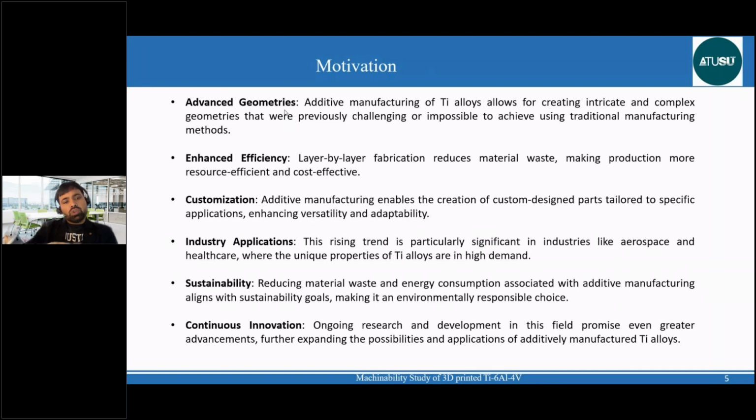It has huge industry application. Sustainability is again a big concern for the industry because it reduces material wastage and also energy consumption. So it's a part of continuous innovation because there is so much ongoing research and development in this field, which is further expanding the possibilities, especially in titanium alloy.